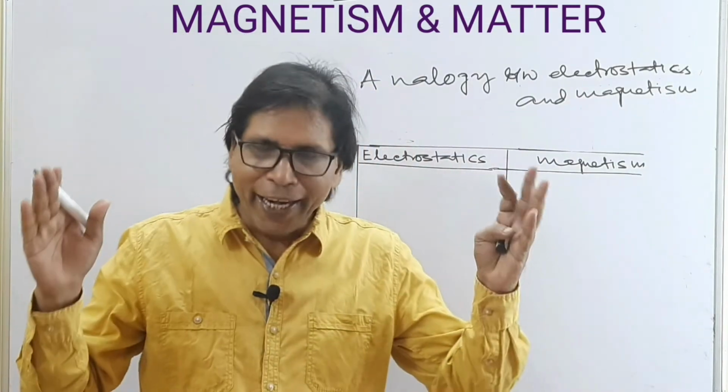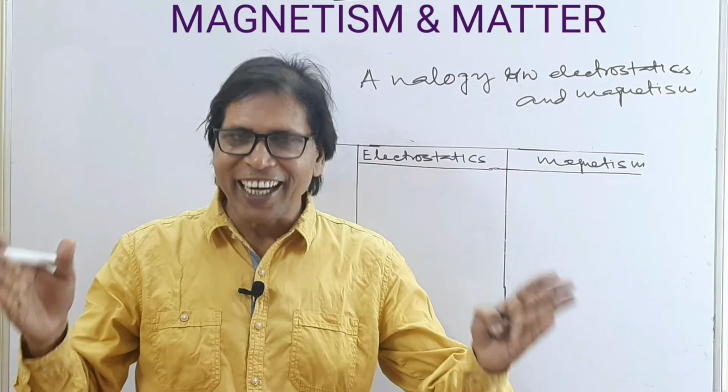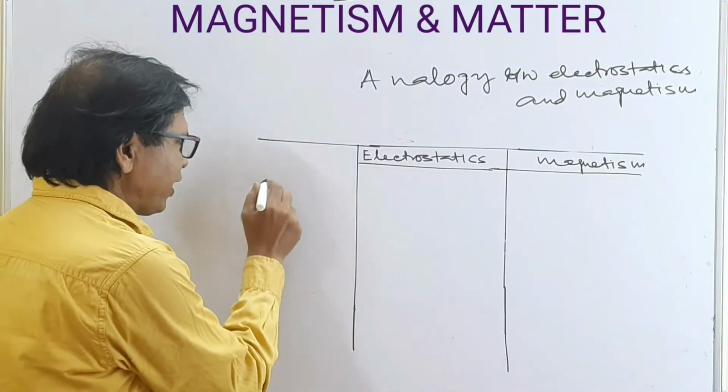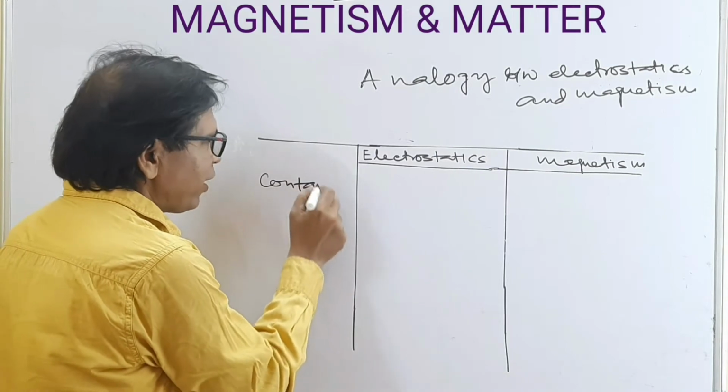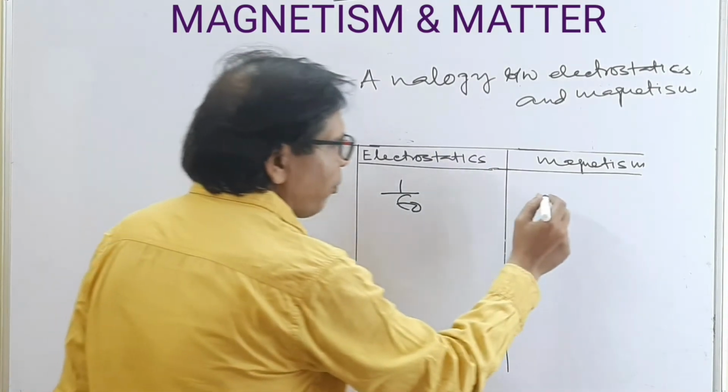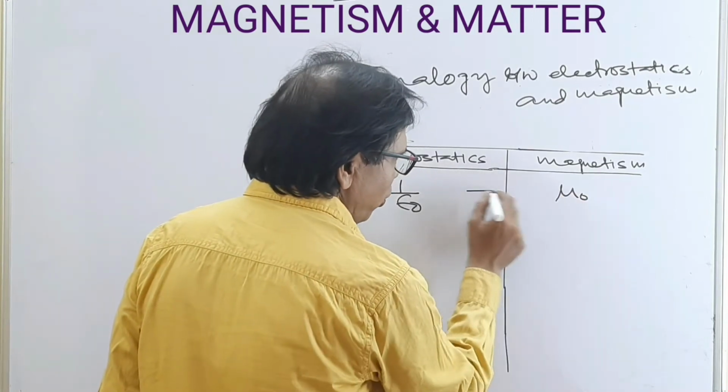And now analogy between electrostatic and magnetism. Now first of all, constant. Look at this, here constant is 1 by epsilon naught, but here constant is mu naught.